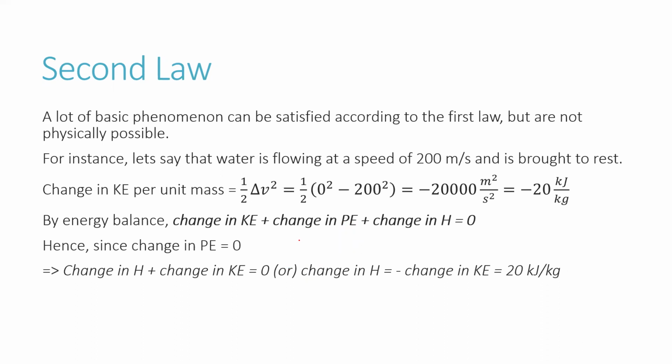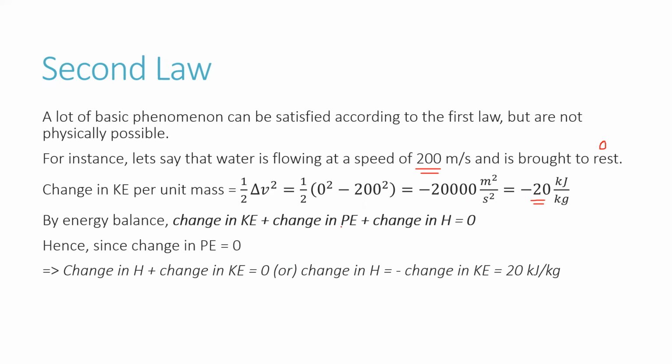So a lot of basic phenomena can be satisfied according to the first law, but they are not physically possible. For instance, let's say that the water is flowing at a speed of 200 meter per second and it is brought to rest. So this is the initial velocity and this is the final velocity, that is 0. All right. So the change in kinetic energy per unit mass is given by half delta V square, which comes as minus 20 kilojoules per kg, right?